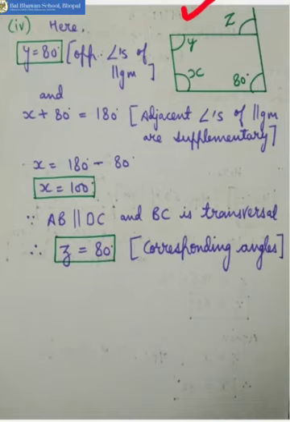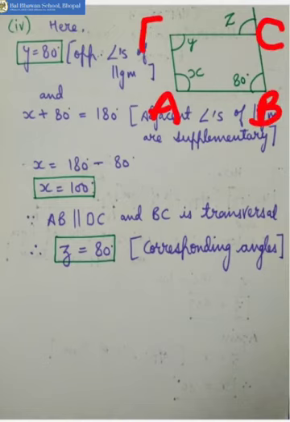Now students, for your convenience, what have I done? In the question, the name of this quadrilateral is not given. So I am giving this quadrilateral a name. I am writing it A here. This is B, C and D. So now this ABCD is a parallelogram.